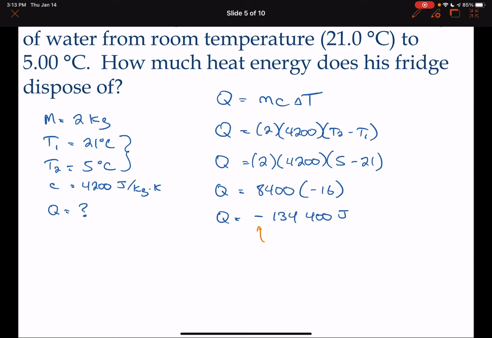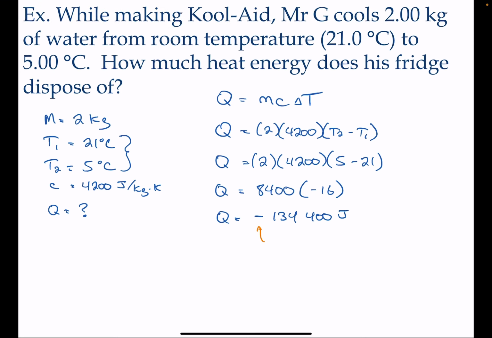What that negative sign means is we're focusing in this question on the water, at least as far as our numbers. The question is asking how much energy does the fridge dispose of, but in all of our calculations we're focusing on the water. So that means the water loses this quantity of heat energy. But the question asks, how much energy does the fridge get rid of? The fridge is pulling this quantity of heat energy out of the water and then disposing it out the back of the fridge.